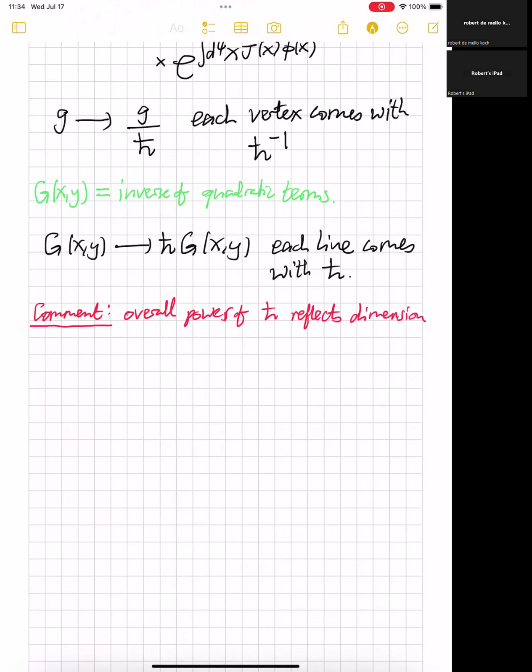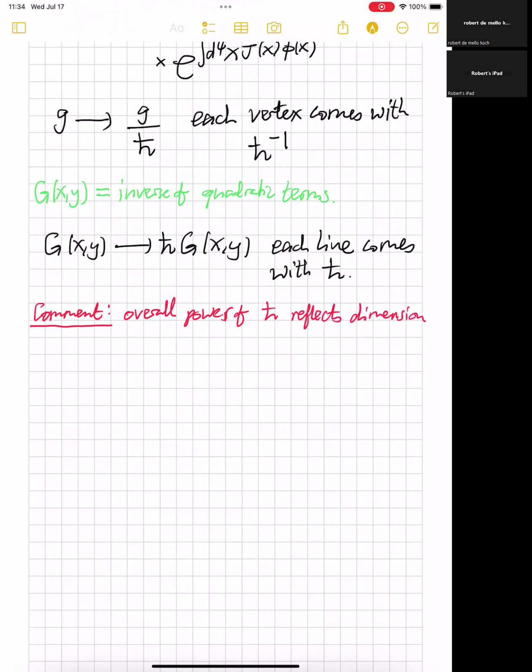of the observable. So, for example, the action might be proportional to h bar, but that's just because the action and h bar have the same dimensions. So this is not too interesting, okay? And what I mean by that is there's no real dynamics there.